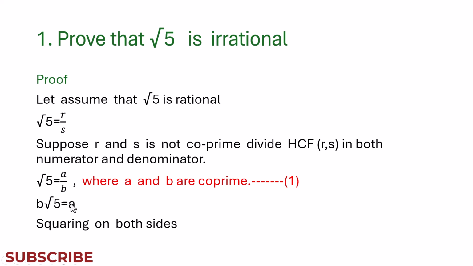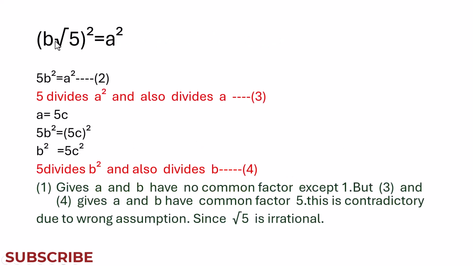Multiply by b: b root 5 is equal to a. Squaring on both sides, b root 5 whole square is equal to a square. Square and square root cancel. Then 5b square is equal to a square. Left hand side has 5, right hand side a square. Here 5 divides a square, and so it also divides a.